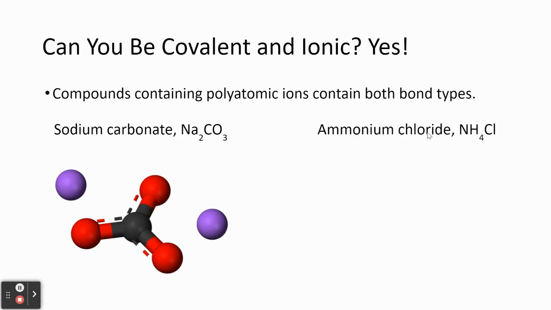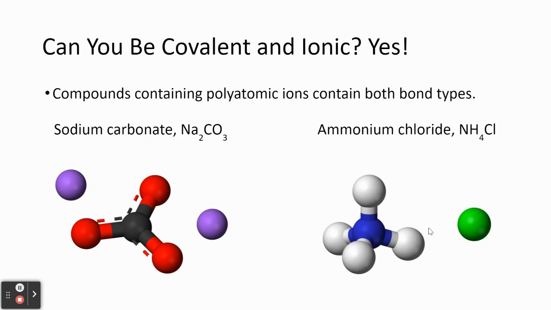Ammonium chloride is another example. Ammonium is a polyatomic ion. It contains a nitrogen and 4 hydrogens. The hydrogens are bonded to the nitrogen by polar covalent bonds. But this overall polyatomic ion has an overall +1 charge. If it's associated with a chloride ion, which has a -1 charge, there'll be an attraction between the -1 on the chloride and the +1 on the ammonium, and that would be an ionic bond. So we can see molecules that have both covalent and ionic bonds within the same structure.